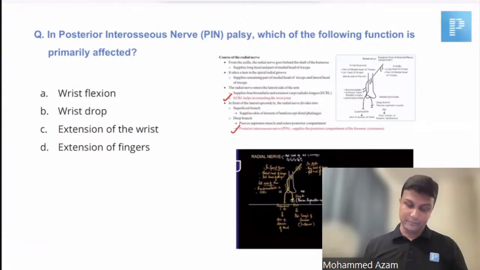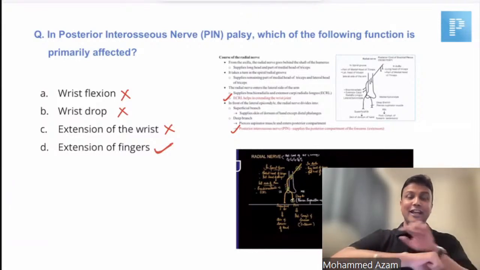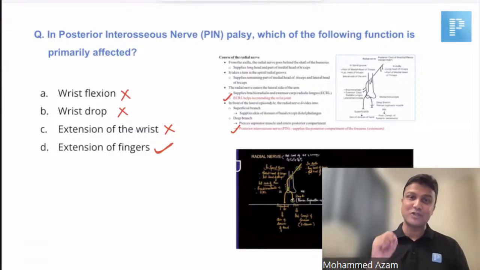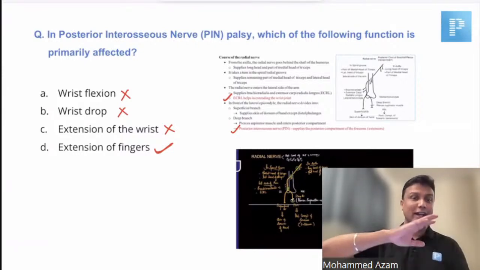primarily affected? Wrist flexion? No. Wrist drop? No. Extension at the wrist? No. It is actually about the extension at the fingers. Extension at the fingers will be affected if PIN is gone, because PIN supplies the extensor digitorum muscle, and that is helping in extension at the fingers. If that is gone, it will lead to finger drop.